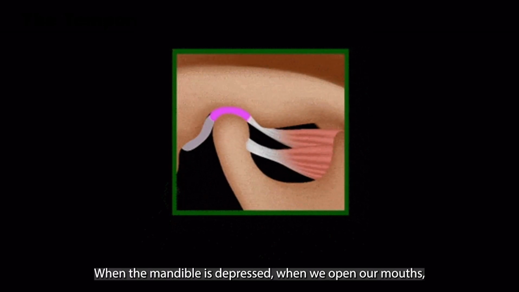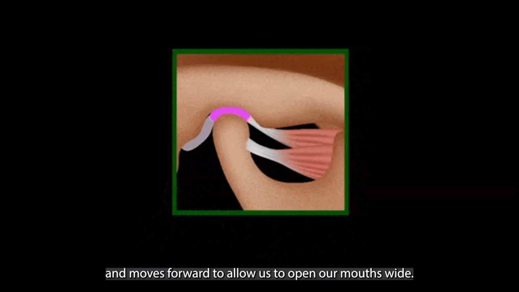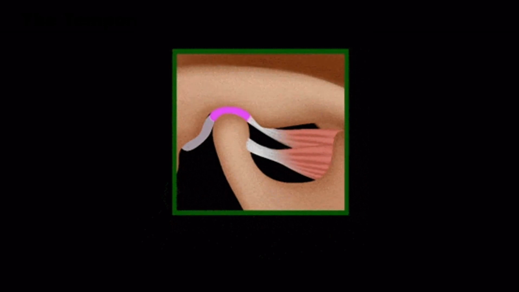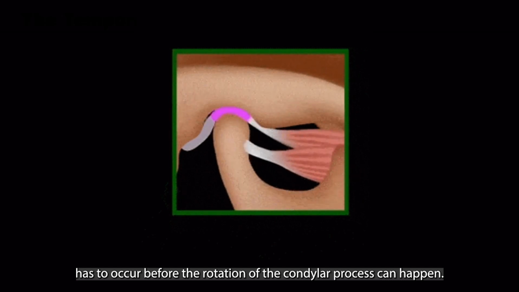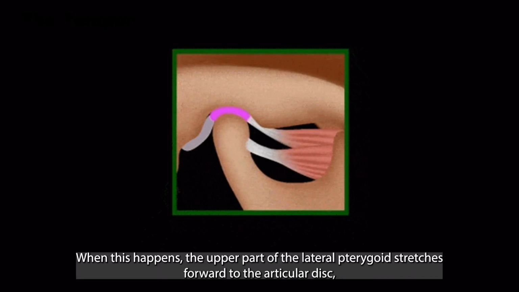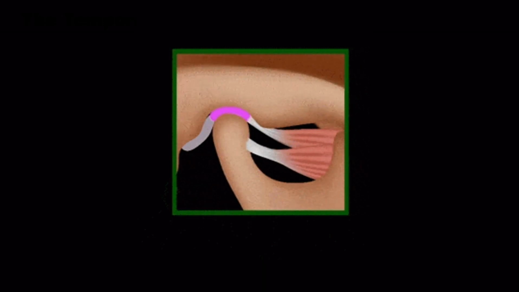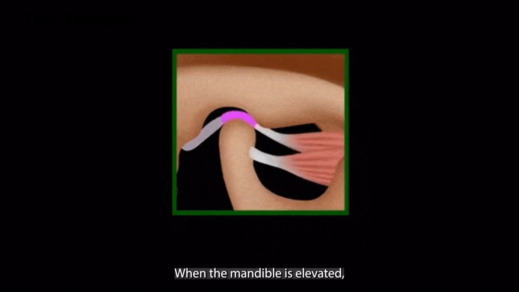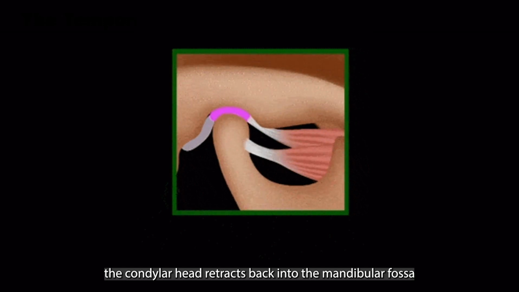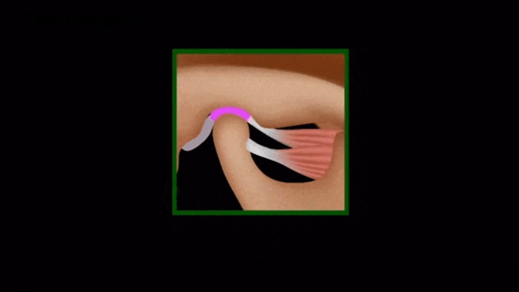When the mandible is depressed, when we open our mouths, the condylar process leaves the mandibular fossa and moves forward to allow us to open our mouths wide. This forward displacement has to occur before the rotation of the condylar process can happen. When this happens, the upper part of the lateral pterygoid stretches forward to the articular disc, which then contacts with the articular tubercle, allowing the sliding of the condylar head. When the mandible is elevated, the condylar head retracts back into the mandibular fossa, and the articulating disc goes back with it to aid its movement.